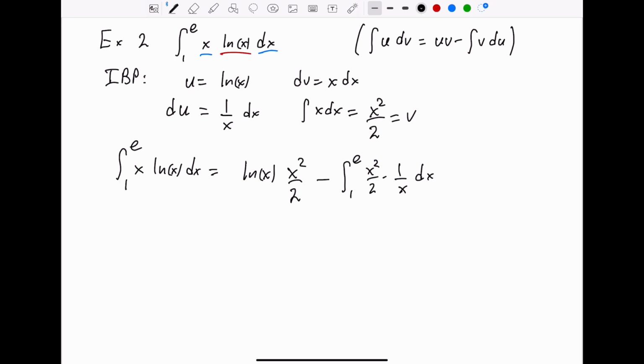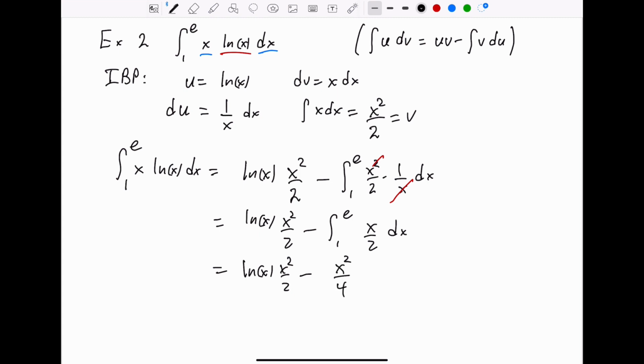All right, we still need to evaluate this second integral. We can cancel a power of x in the numerator with this 1 over x. So we obtain natural log of x times x squared divided by 2 minus the integral from 1 to e of x divided by 2. The fraction here we can think of as simply multiplying by 1/2. So to finish this integral, we have the natural log of x times x squared divided by 2 minus x squared divided by 2 over 2. This is x squared over 4.